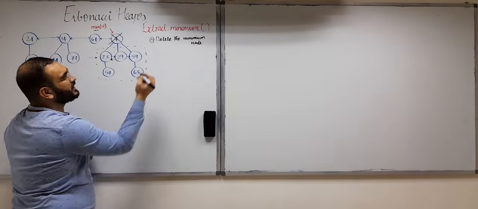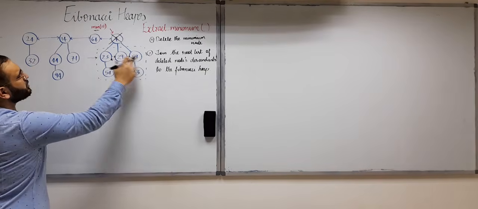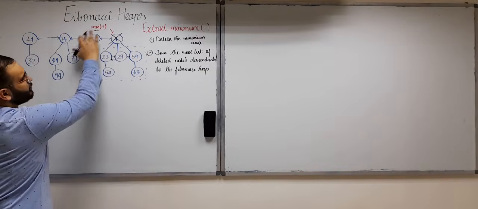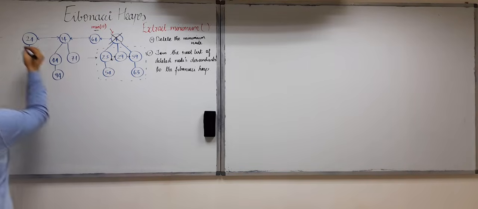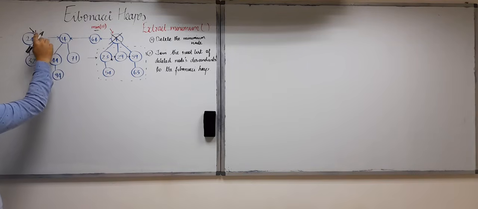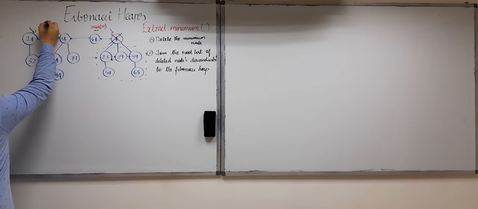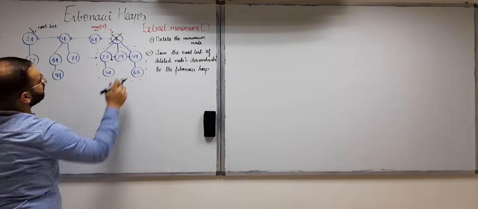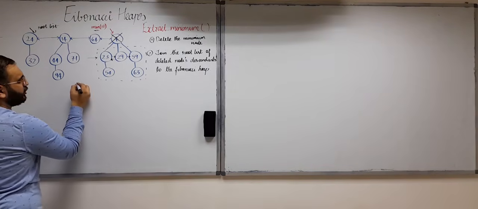So in the second step, we join this root list to the root list of the original Fibonacci heap. This 24, 14 and 64 are in the root list of the original Fibonacci heap. So we join this root list to this root list. Let me do it over here.